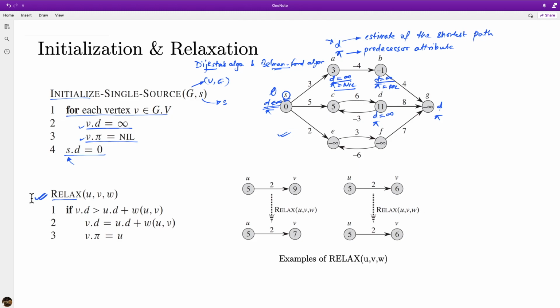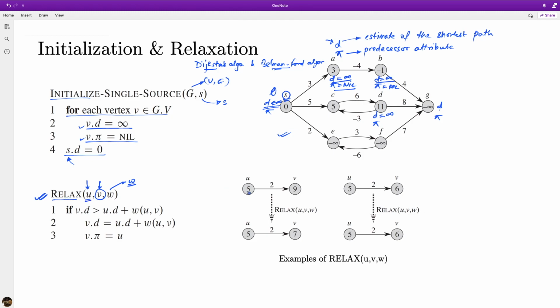Next is the relax operation. The relax operation takes two vertices U and V, and also the set of possible weights. This can be a weight matrix or just the weight between U and V. What it does is relax vertex V by considering the shortest path estimate of the vertex U.